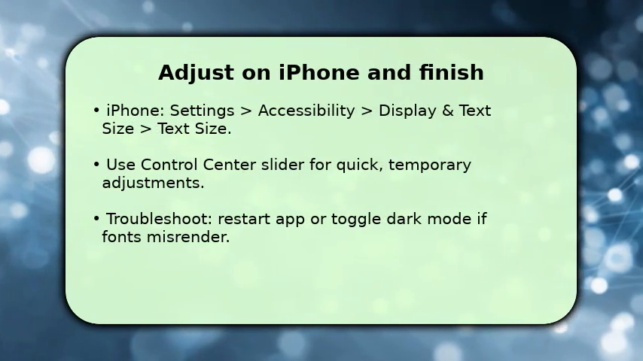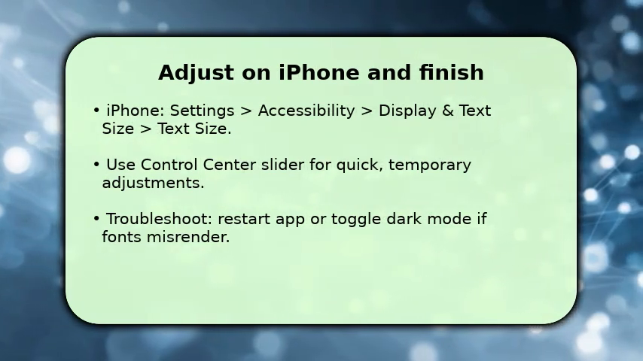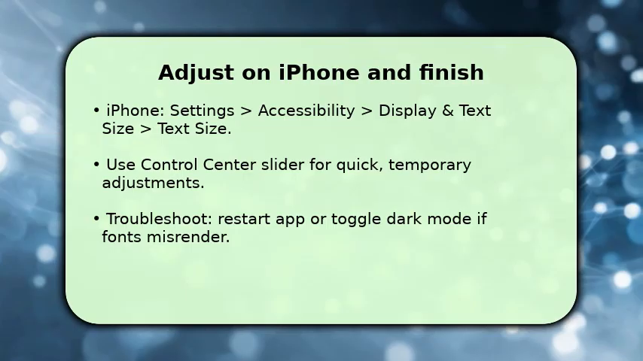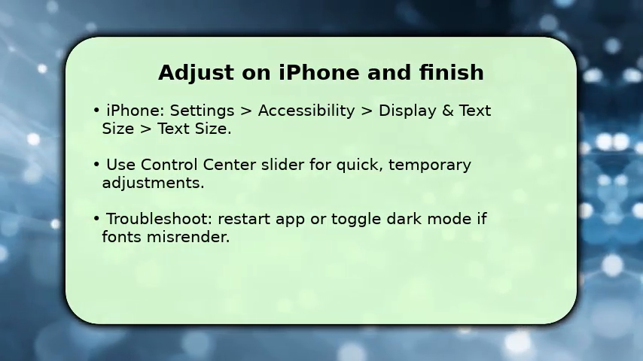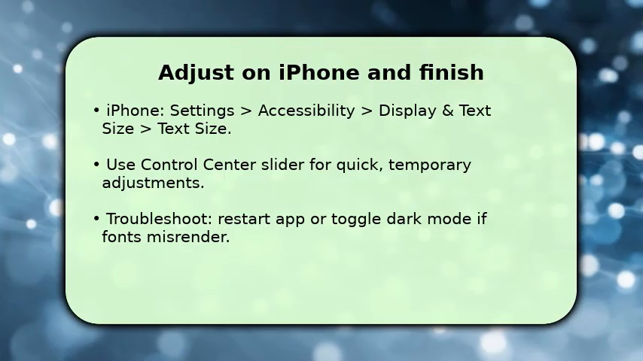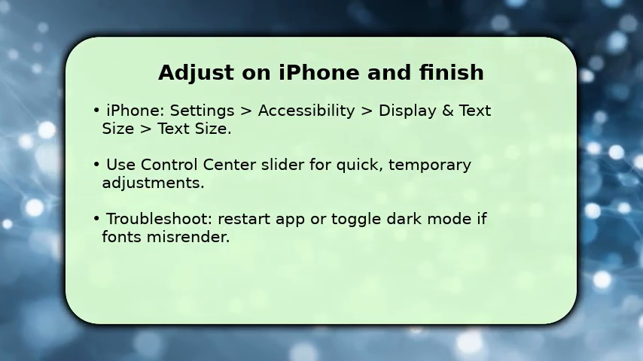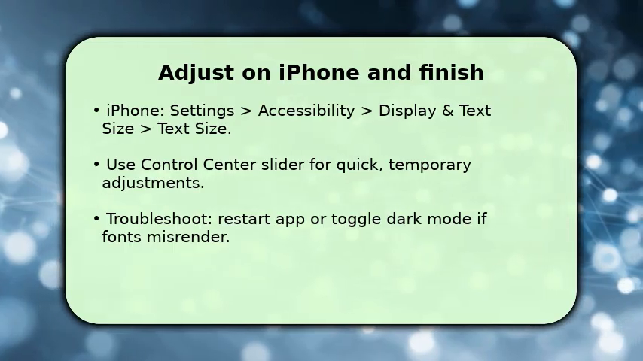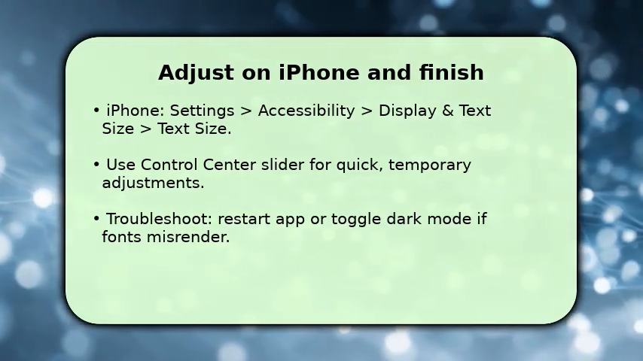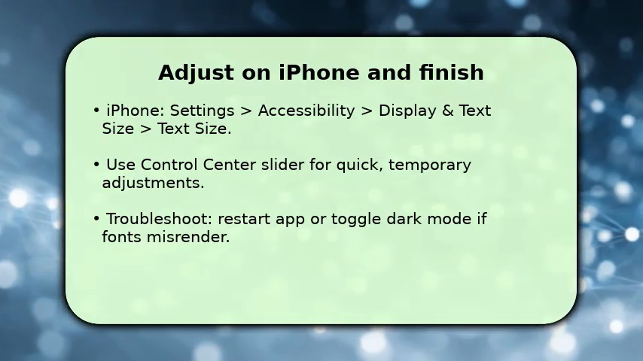On iPhone, WhatsApp follows system text size, so go to iPhone Settings, Accessibility, Display and Text Size, and slide towards Smaller until WhatsApp looks right. Once done, you can use the Control Center text size control for quick temporary changes without reopening settings. Make sure to close and relaunch WhatsApp if some messages fail to update.